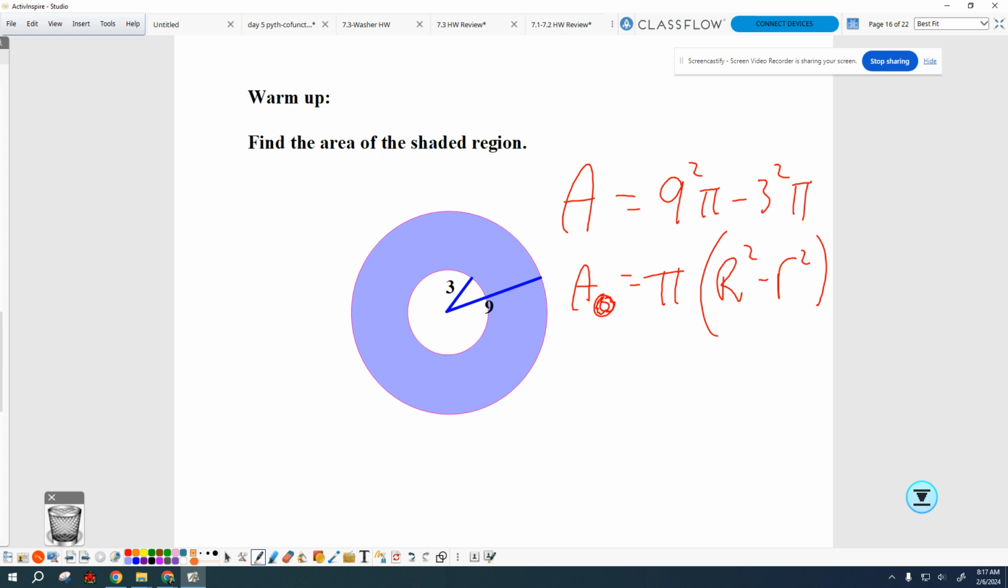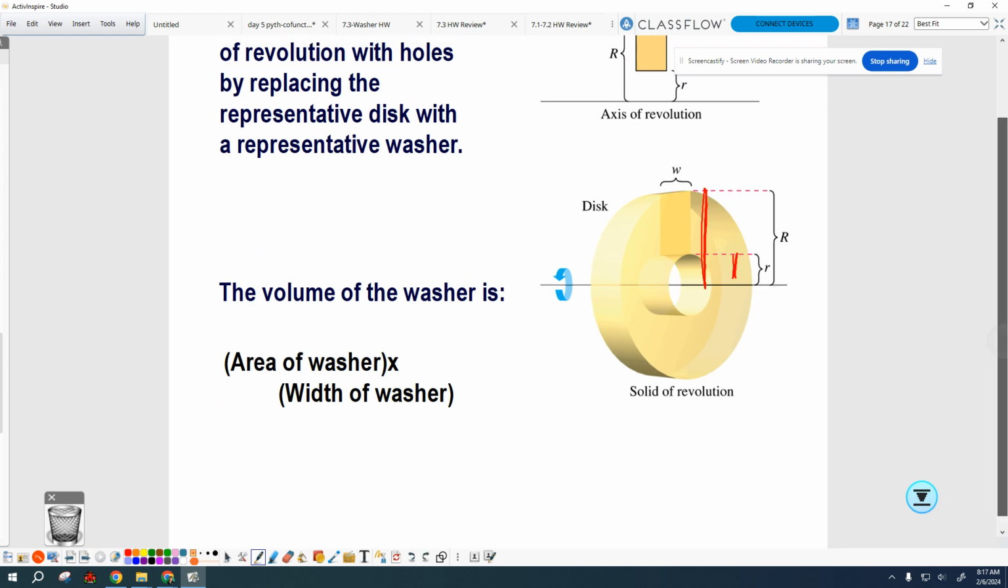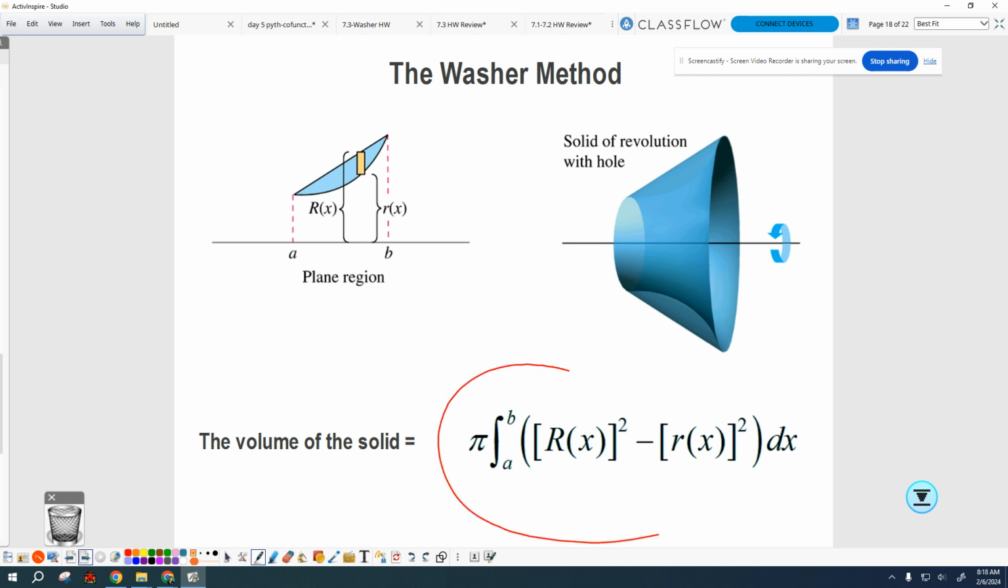So for the washer method, you need to figure out what the big radius is, from the spinning part, wherever it's spinning outside the most, and then you need to find out the radius of the hole you need to drill out. So it's what I just showed you guys: the big radius squared minus the little radius squared, times pi. Don't lose pi.